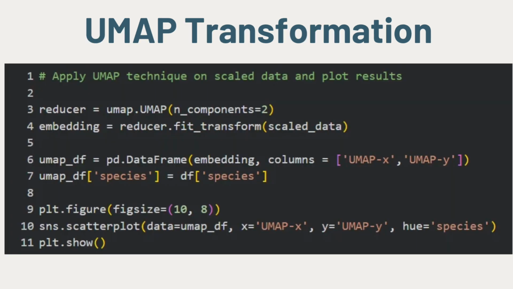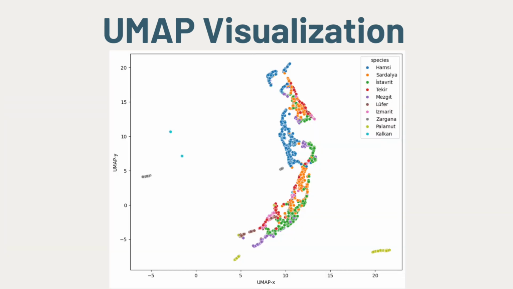Next, we can do the same for UMAP. We will instantiate the UMAP object and fit and transform the data. Similarly, we can plot a scatterplot in 2 dimensions, and the first thing we notice is that it is shaped very differently from the t-SNE plot. This one looks more like an archipelago.